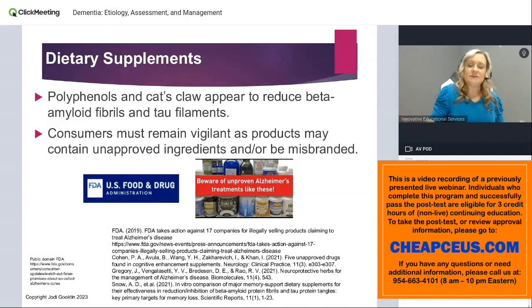In terms of supplements, the FDA has a statement out that says, I'm going to read it specifically, be cautious about false cures. Currently, no product will prevent dementia. And individuals should be referred to the physician to discuss. So while there are some studies that are showing maybe cat's claw or polyphenols may be helpful, the FDA is saying that the research is not there yet for any of those specifically.